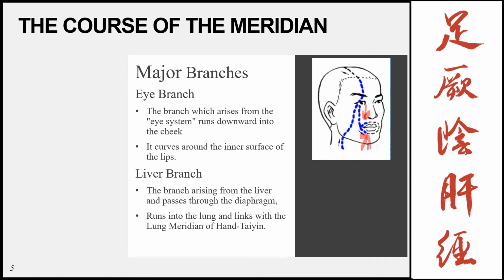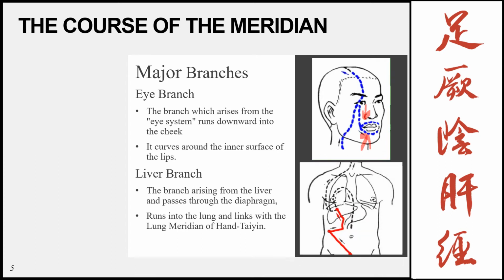The next branch is the liver branch. This branch occurs inside the liver, where it splits and ascends towards the lungs, passing through the diaphragm. It then runs into the lungs and links with the lung meridian of the hand, Taiyin.